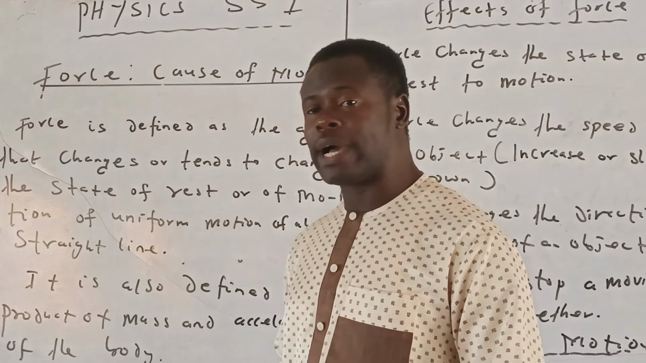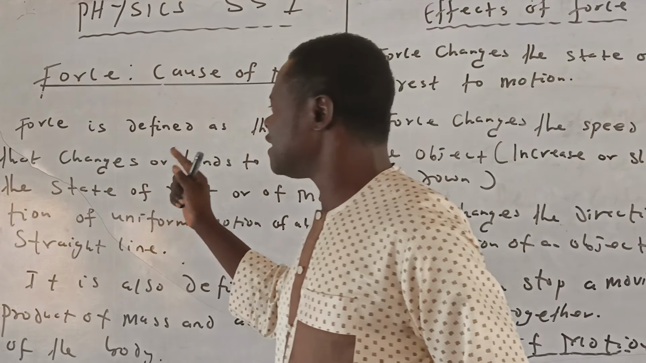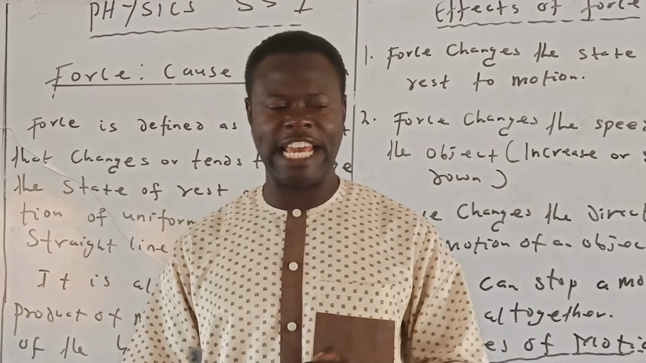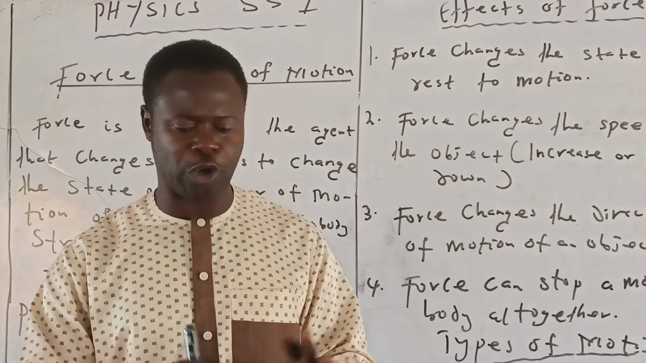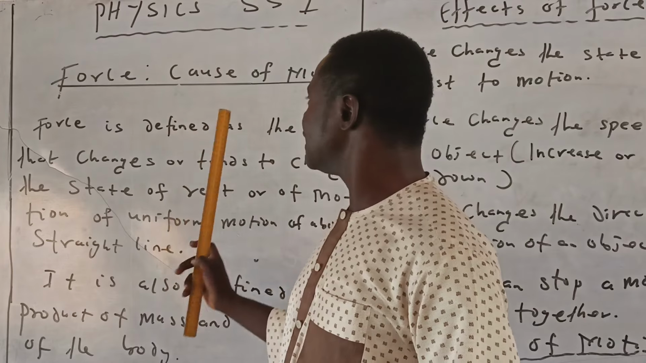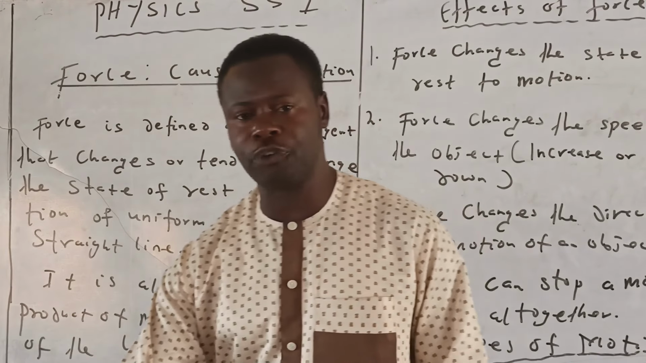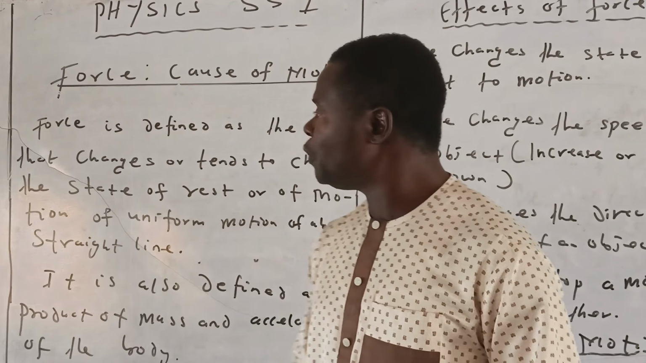Now, we want to look at the cause of motion. What makes a body at rest to move? And what makes a body moving in a uniform straight line to change direction or to stop? That is because of force. That is why we look at force, the cause of motion. So it is force that makes an object to move. How do we define force?